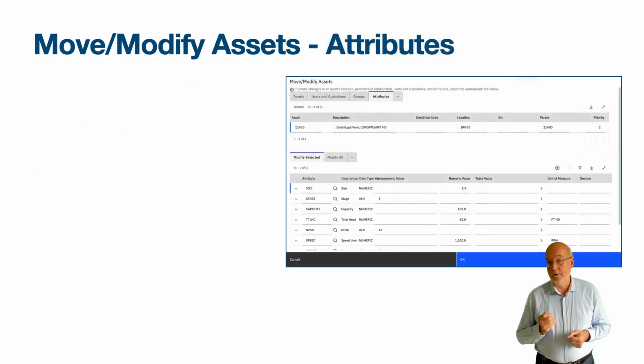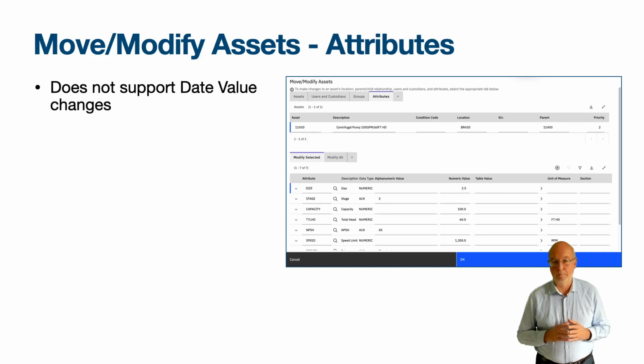The fourth tab in the Move Modify Assets dialog is Attributes. We are in the Modify Selected subtab, and we see the attributes for asset 11430. This is showing a similar layout as the Specifications tab, but it is missing the new Date Value column. A new Date data type has been added to the attributes of a classification in Maximo Application Suite 8.8, and it is available in the objects for the specifications of items, assets, and locations.